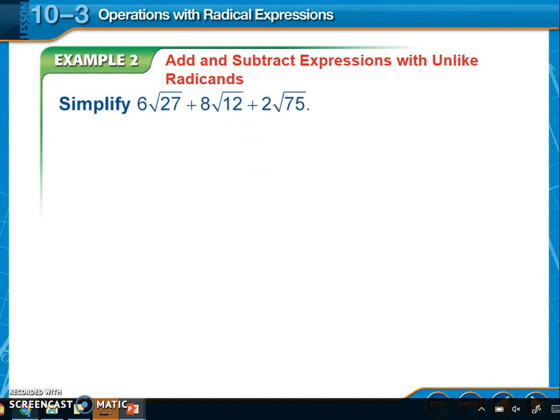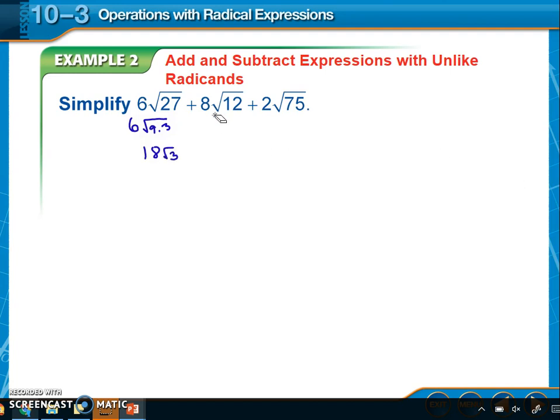What if I have all different square roots? Right now, looking at this, it looks like they're all different terms and they can't be combined. But what I want to do first is go through and simplify square roots. So I'm asking myself, are there any perfect squares that go into these? In 27, 9 times 3 is 27. So I can say this is the same thing as 6 times the square root of 9 times 3, which is going to become 6 times 3, since the square root of 9 is 3, so 18, and I still have that square root 3 on the inside.